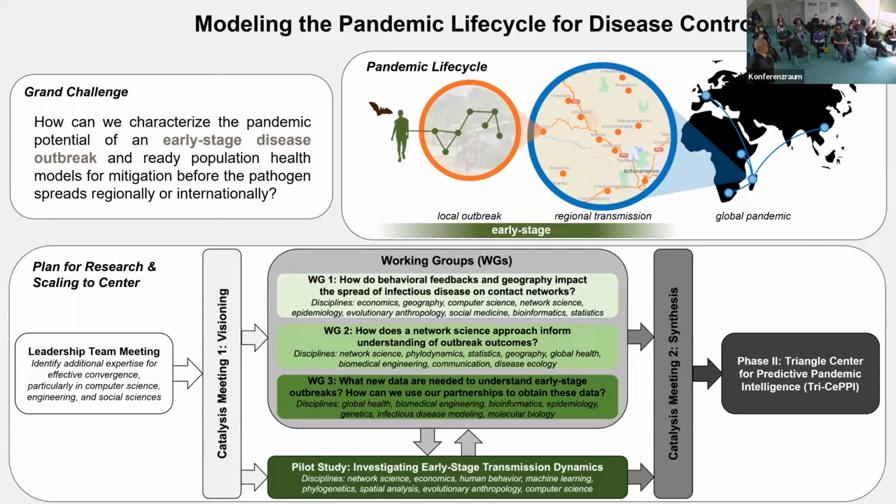So how can we, and we're going to leverage our partnerships and our existing studies to figure out what we need to do, including the one I'm going to talk about today. This is very much related. We're going to pilot test data we already have or are collecting, like this swine flu study that I'm going to talk about today. And then we are going to form a center called the Triangle Center for Predictive Pandemic Intelligence. TRICEPI. I don't know, that's kind of a weird acronym, you can help us with it.